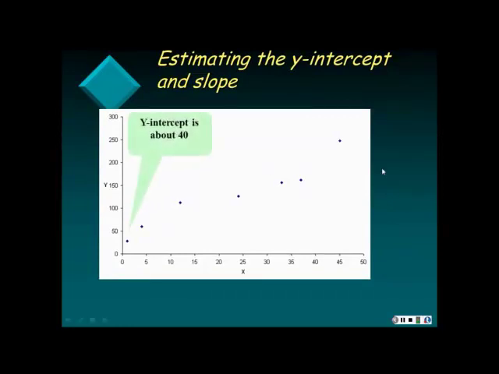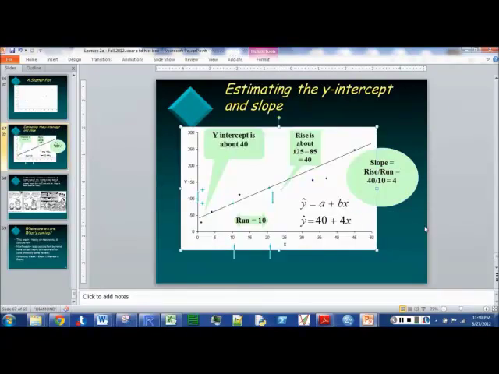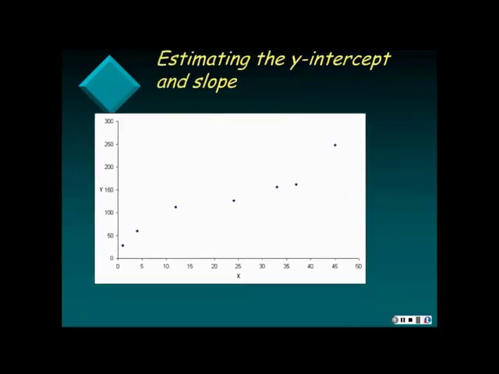So the intercept's about 40. You can see if we drew a line here, I should have drawn a line on this, but the line would go something like this. The intercept's going to be about 40. And then, I thought I had a line on this. Let me see here. Give that another try here.